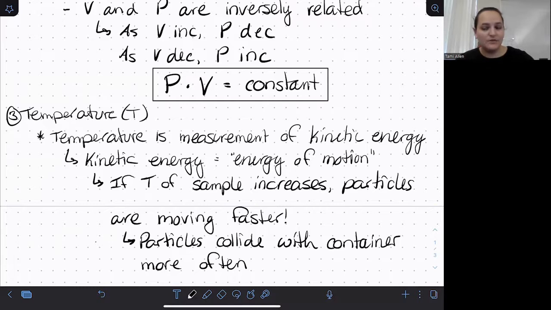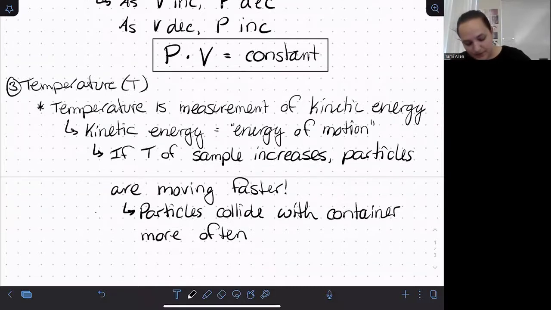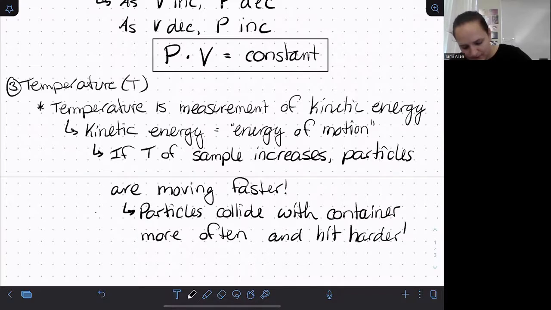And because you're moving faster, your particles are also hitting harder. If they come in really slow and like bounce off, that's a sort of weaker collision. If they're moving faster, they're going to hit harder, which is also a factor in pressure as well. So particles collide with the container more often and hit harder as well. So that is increasing our pressure. So as temperature increases, our pressure increases as well.